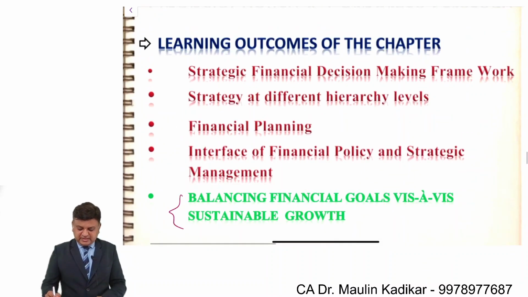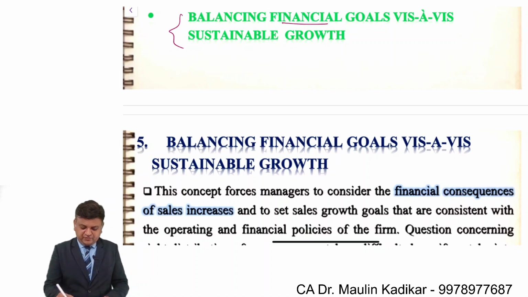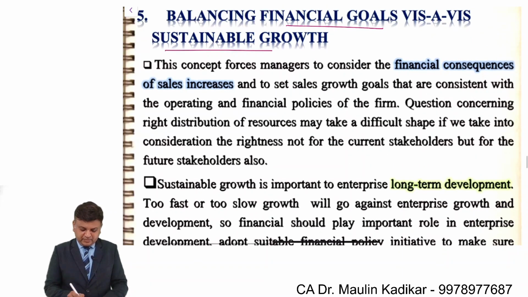Now the next is balancing financial goals vis-a-vis sustainable growth. The concept forces the manager to consider the financial consequences of sales increases and to set sales growth goals that are consistent with the operating and financial policies of the firm.